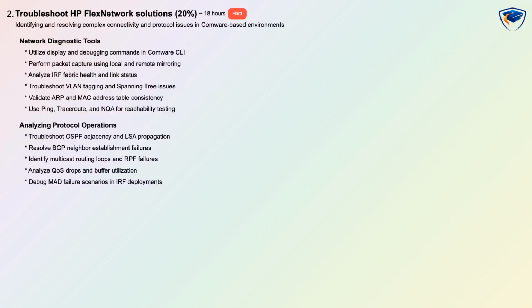While validating ARP and MAC table consistency, you will analyze IRF fabric health and link status, resolve VLAN tagging and spanning tree issues, and debug protocol operations like OSPF adjacency and LSA propagation and BGP neighbor establishment failures. The troubleshooting domain also requires identifying multicast routing loops and reverse path forwarding failures, analyzing cost drops and buffer utilization, and debugging MAD failure scenarios in IRF deployments.